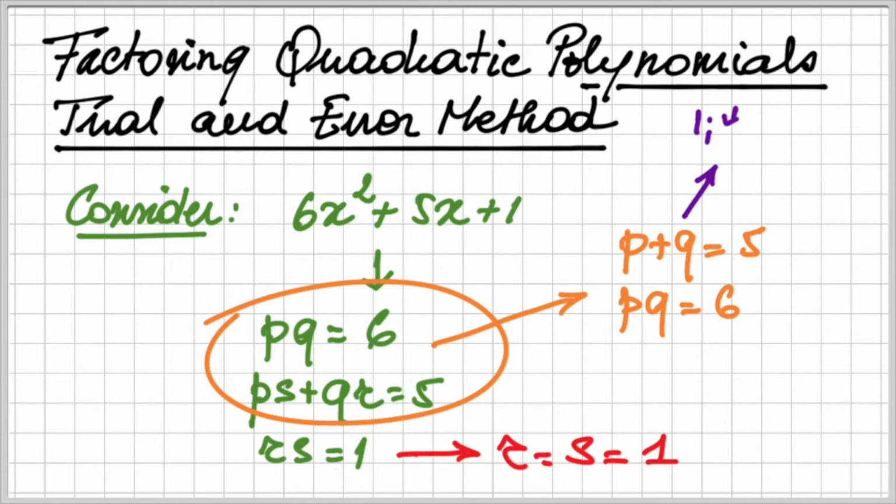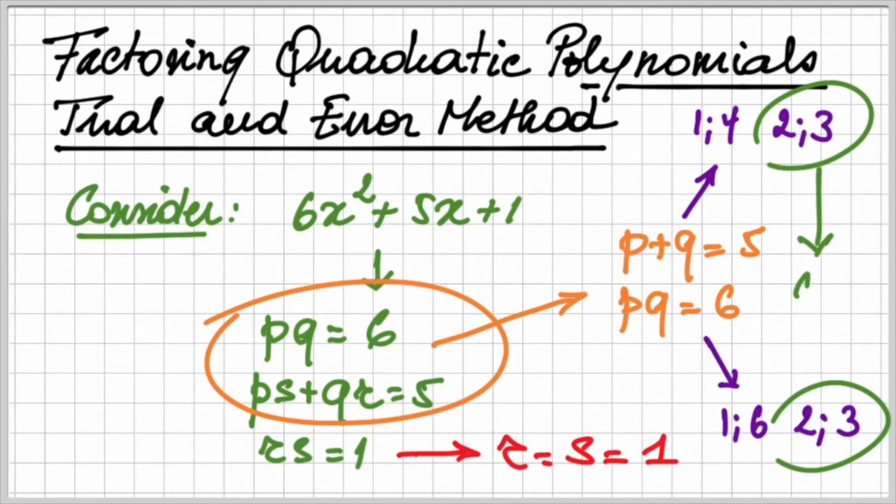Now we can follow the possibilities here. For p plus q equal to 5, we have 1 and 4 or 2 and 3, and for p times q equal to 6, we have 1 and 6 and 2 and 3, and we see that the combination 2 and 3 is compliant with both equations, so we can say that p and q are equal to 2 and 3.